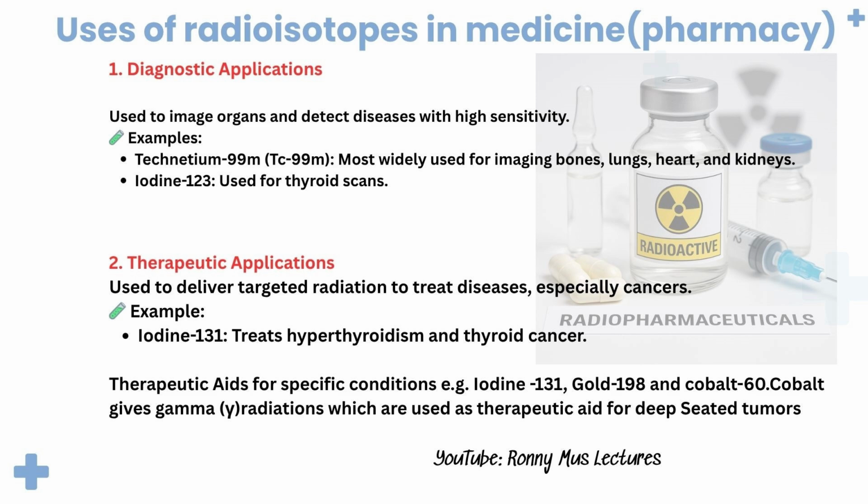Then they have therapeutic applications. Here, they are used to deliver targeted radiation so that you're able to treat diseases, especially cancers. For example, you can use iodine 131 to manage thyroid cancer and hyperthyroidism. You can also use gold 198, iodine 131, and cobalt 60 as therapeutic aids for specific conditions.